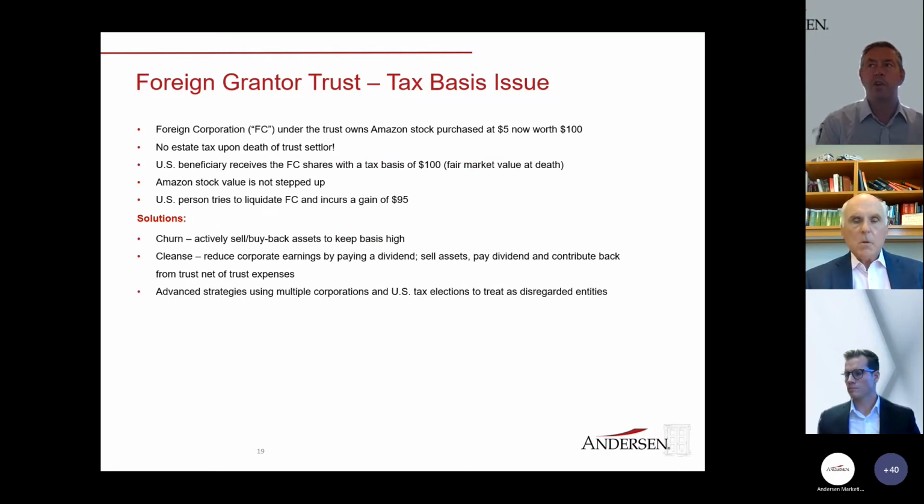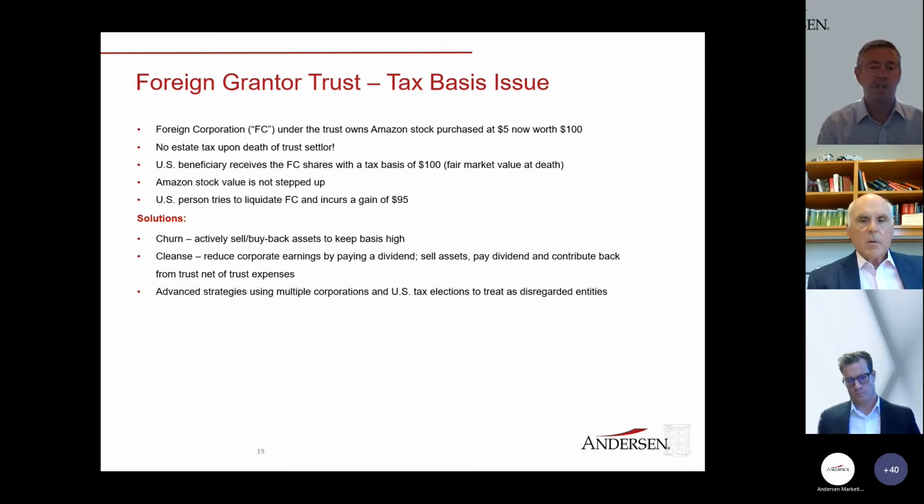The foreign corporation owns Amazon stock, which they've held for quite a long time. The person had a crystal ball, I guess, because they purchased it for $5 and it's now worth $100 at the date of death. Now there's no estate tax. That's great. The blocker was in place, but the US beneficiary will receive the shares of the BVI company with a tax basis of $100, the fair market value. That's great. But the Amazon stock still has a basis of $5. So when the US beneficiary goes to liquidate that company, there's going to be a $95 gain on the liquidation of that company that could have easily been avoided.